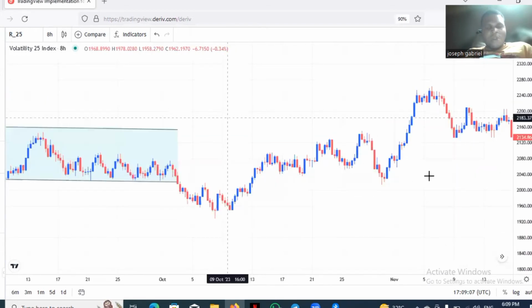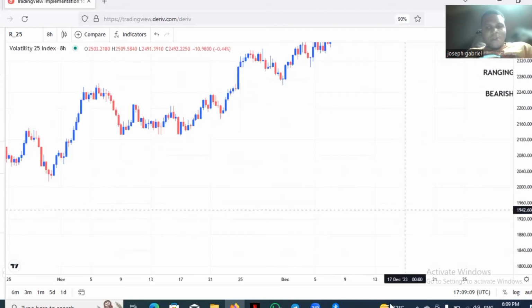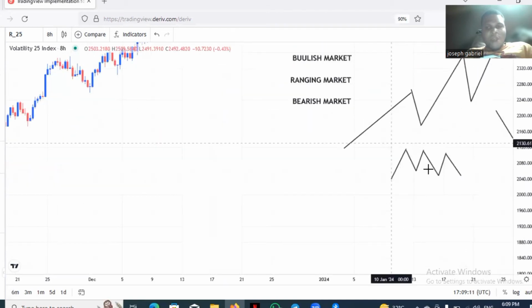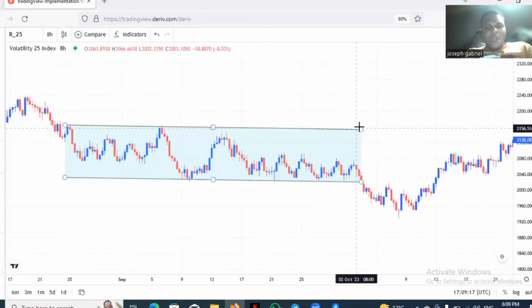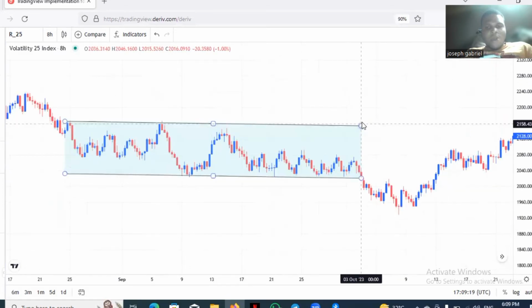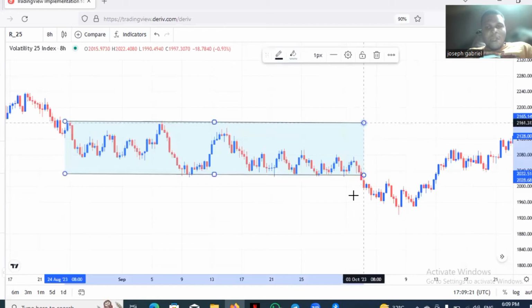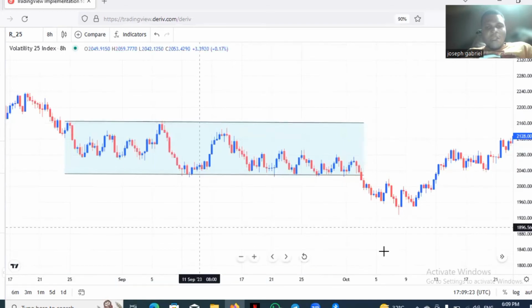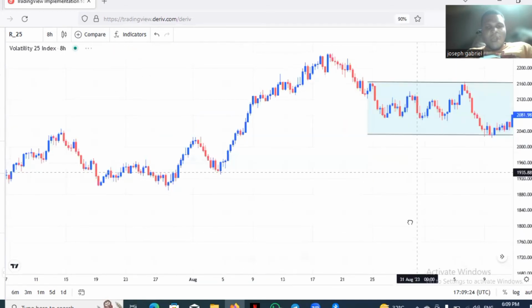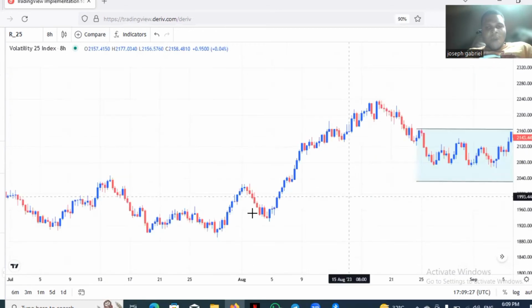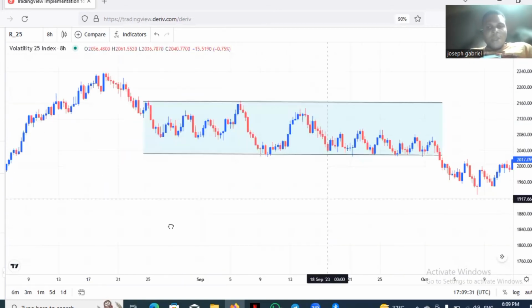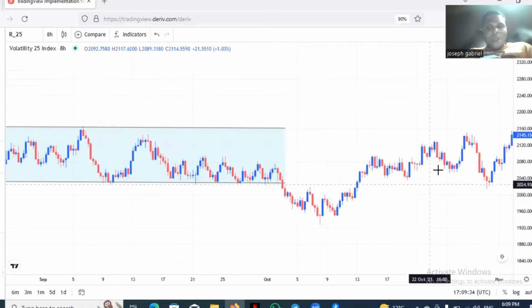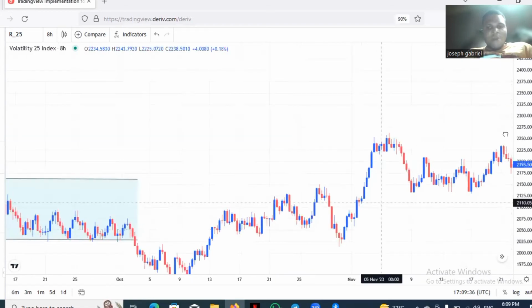This is what I told us about a range. Don't forget, this is a ranging market over here. So you can see here that the market is doing what I said, which is a ranging market. And okay, we can see this is a bullish market. You can see this is a bullish market. Then the market ranged and continued the buy movement to the upside.